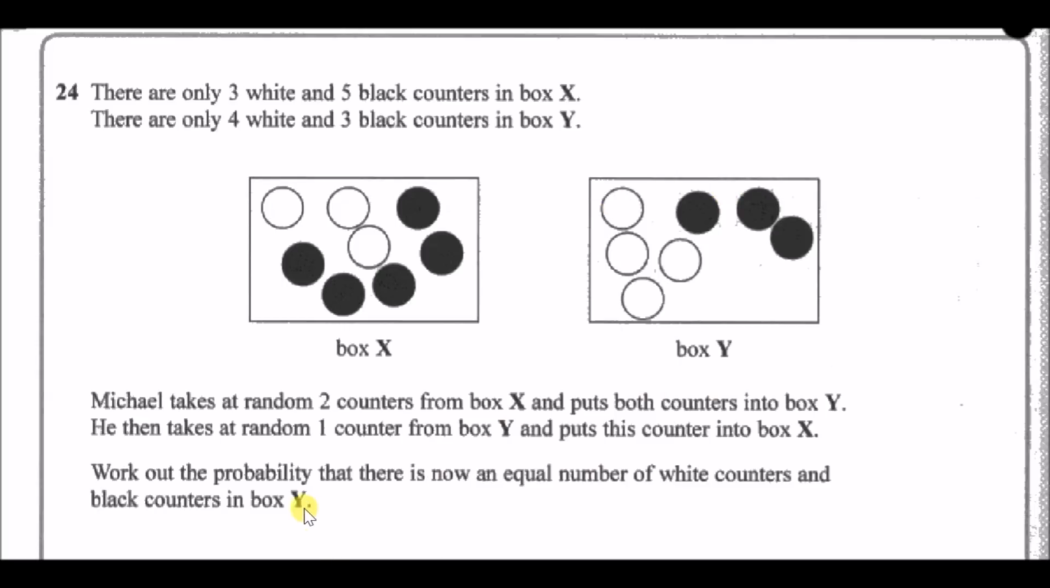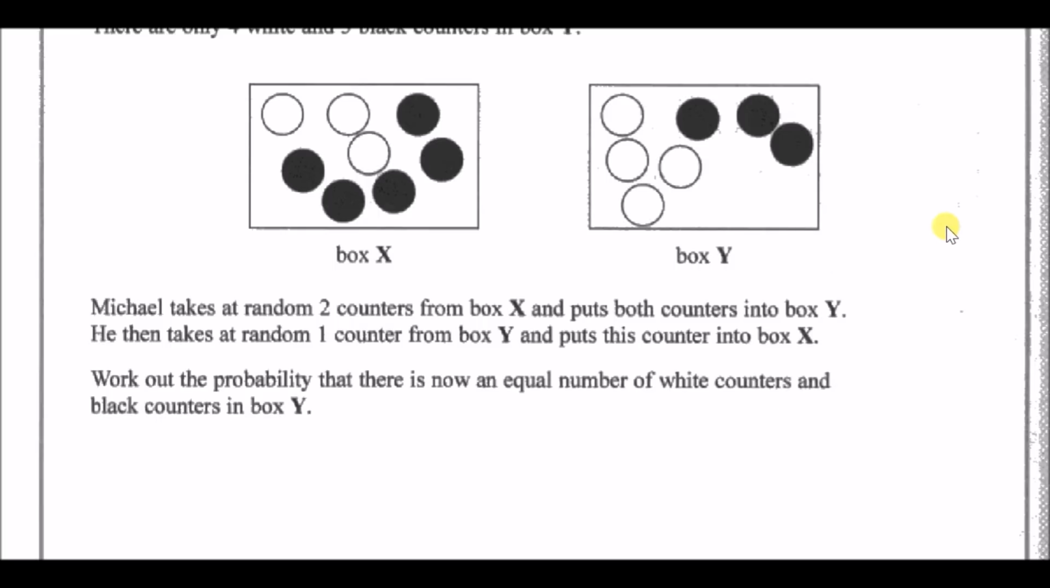So let's see possible ways of getting exactly the same number of whites and blacks in Y. If you had to take 2 counters from here, let's say we took 2 blacks and put them to here. You're now going to get 5 blacks and 4 whites. And then you can take 1 black back. So then you have 4 and 4. So Michael could firstly take 2 blacks first in box X, meaning you're going to have 5, and then Michael can then take 1 black and put it back in X. So that's one option.